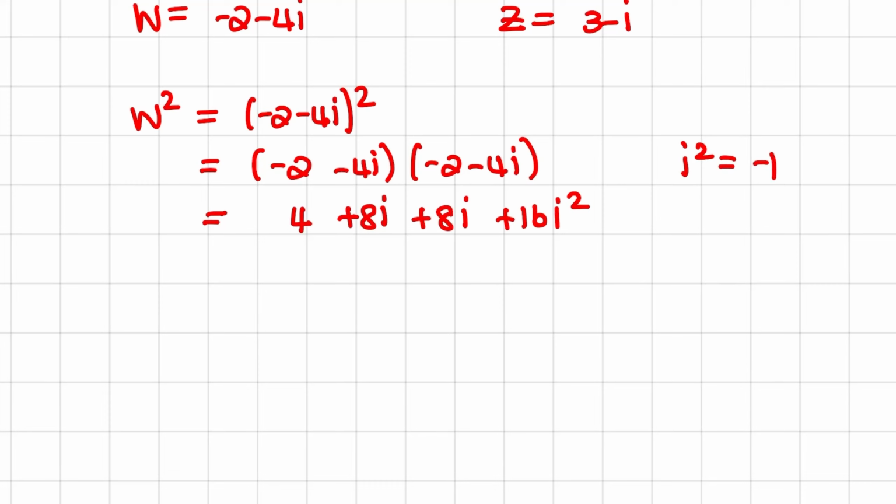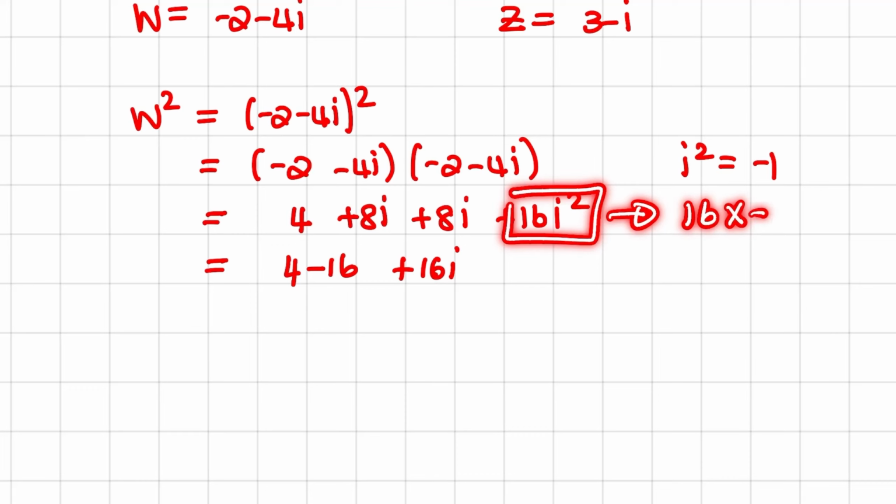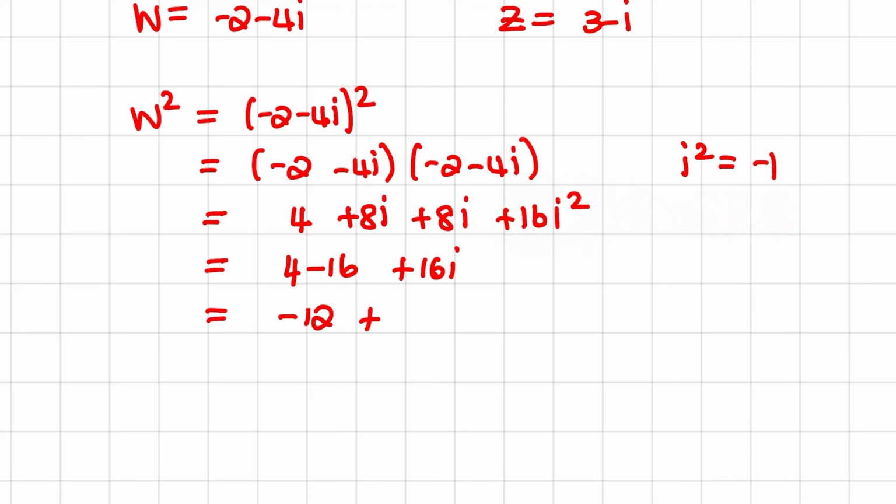to negative 1. So when I add like terms together, I have 4 minus 16 plus 16i, where the negative 16 comes from plus 16i squared, which is 16 times negative 1. So that simply is negative 12 plus 16i. Notice that I leave my answer in 2 parts. There's a real part and the imaginary part. And that's the way that we present complex numbers as answers.